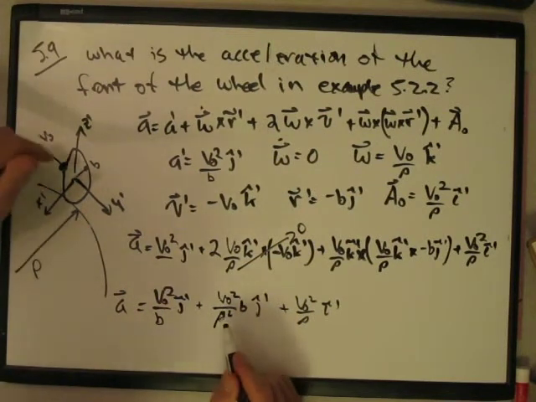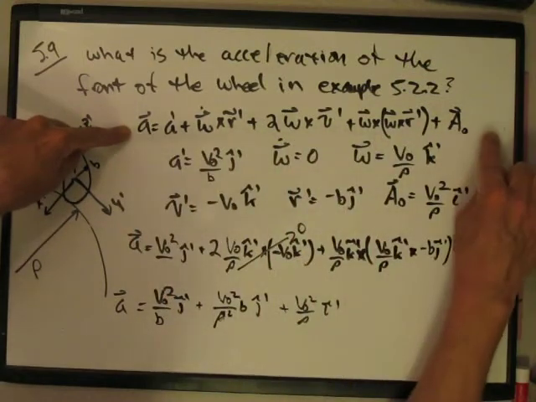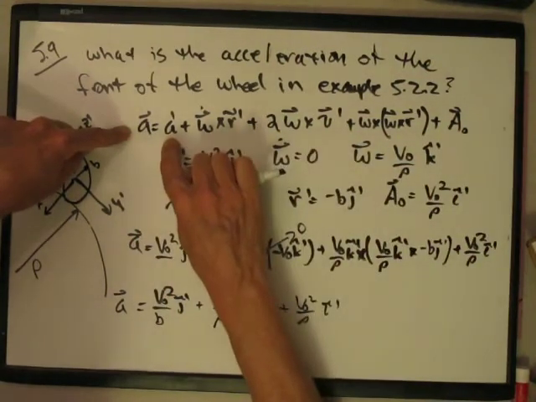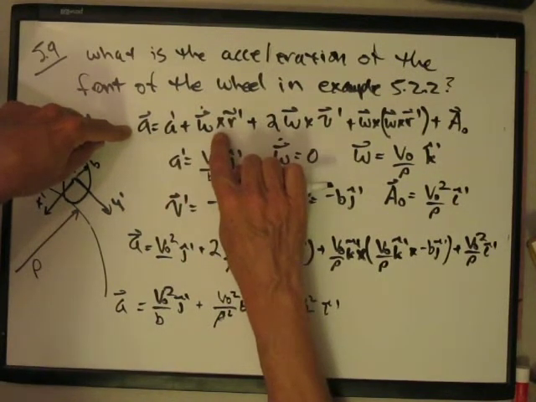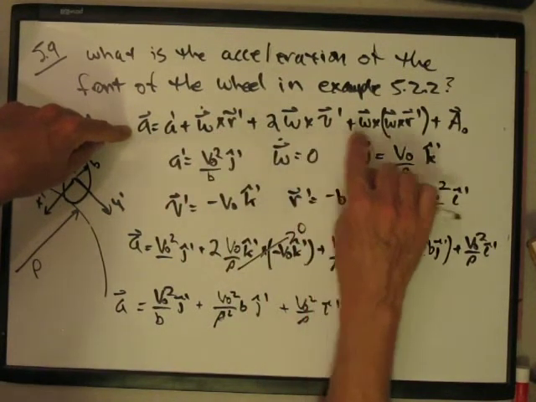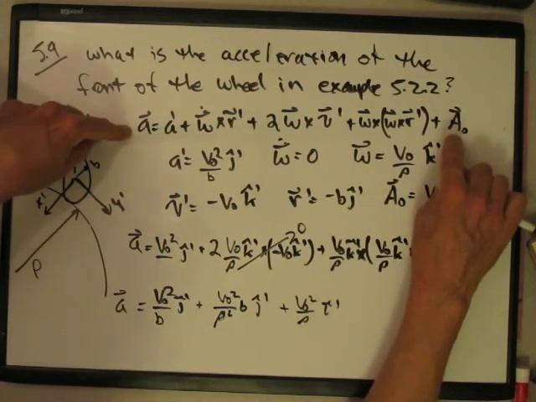So just like in the previous problem, I've just shortened it up a little bit. I have to write out all the acceleration terms, right? This is the acceleration of whatever point I'm interested in, in the prime frame. This is the transverse acceleration. This is the Coriolis acceleration. This is the centripetal acceleration. And this is the relative acceleration of the frames.